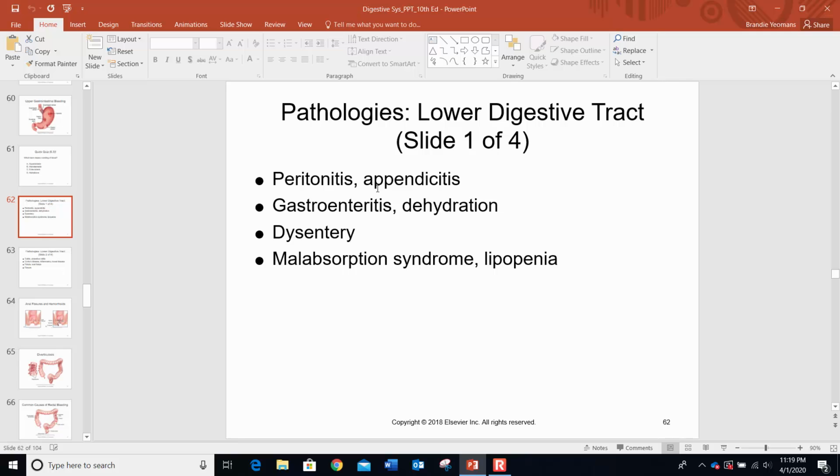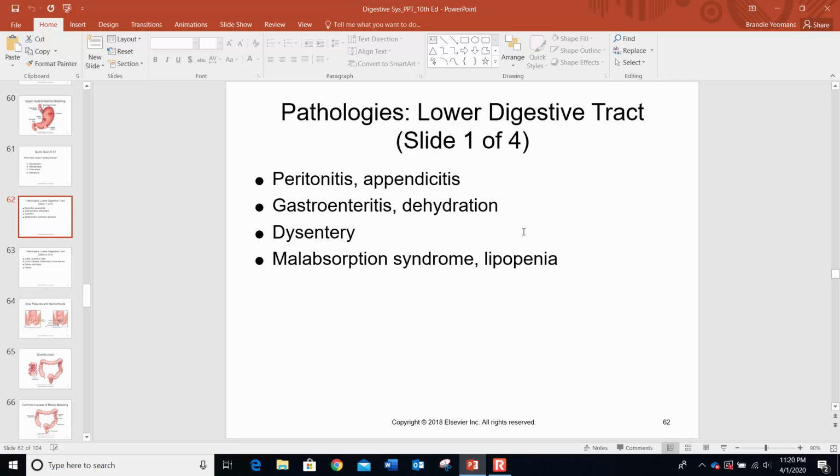So let's look at some of the lower digestive tract pathologies. This is where you might see that appendicitis. Remember, we talked a little bit about that. So if a patient needs to have that inflamed appendix removed, they're going to have an appendectomy, and we'll see that in a second. Gastroenteritis, which is basically the stomach irritation of not just the stomach but the intestines as well, which typically leads to dehydration.